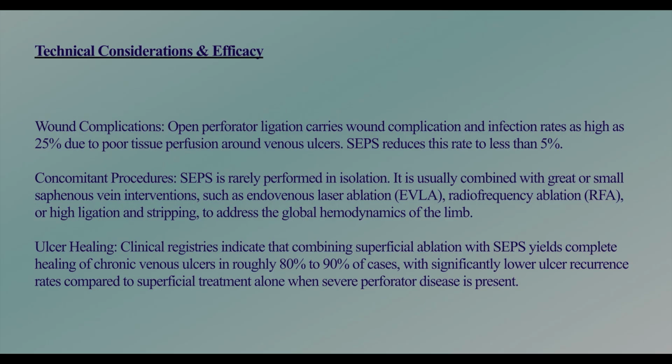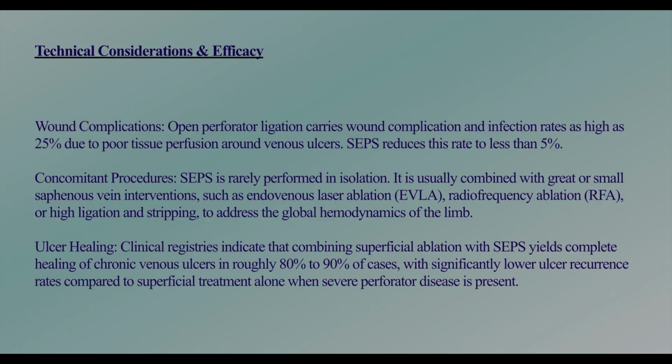Technical considerations and efficacy. Wound complications. Open perforator ligation carries wound complication and infection rates as high as 25% due to poor tissue perfusion around the venous ulcers. SEPS reduces this rate to less than 5%. Concomitant procedures. SEPS is rarely performed in isolation. It is usually combined with great or small saphenous vein intervention such as endovenous laser ablation or radiofrequency ablation, or high ligation and stripping to address the global hemodynamics of the limb.